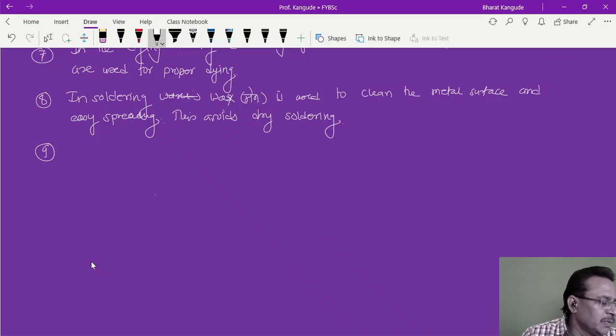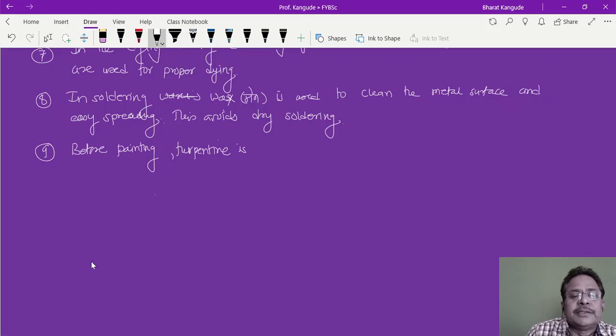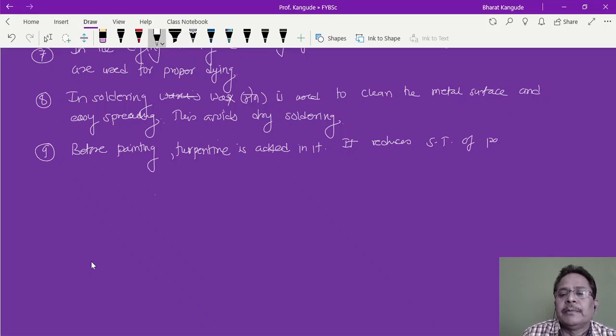Then the ninth application, that is related to paint. Before painting, turpentine is added in it. Why? Adding turpentine in painting, it reduces surface tension of paint, and now the painting quality will be good.